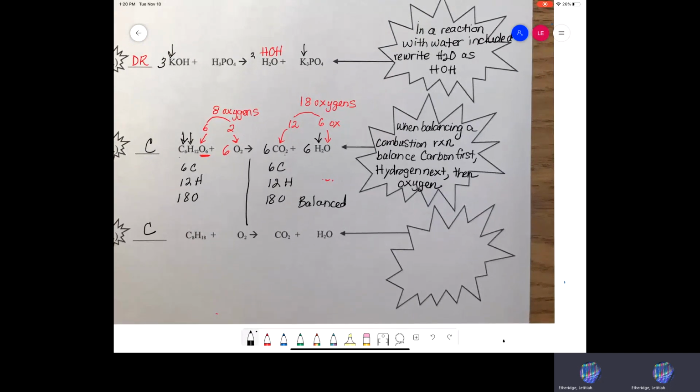Okay, so this is the one that most students can't stand. Combustion equations are not all of that, not really fun, right? But there are these rules to help you out.